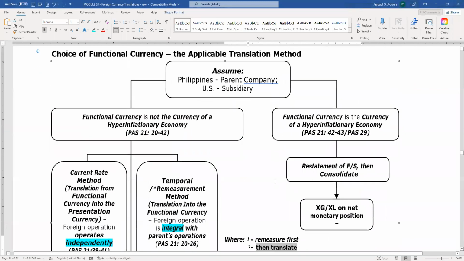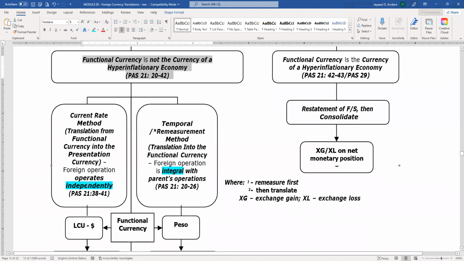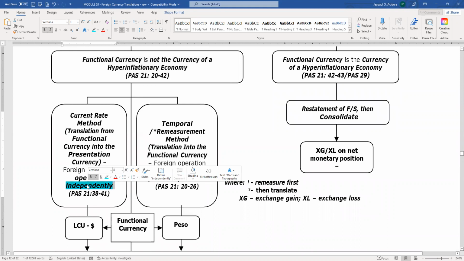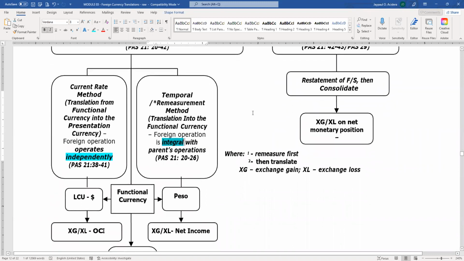Yeah, ito yung graph or yung chart na sinasabi ko. So on the right side, hyperinflationary, which we are not going to deal with in this module. Ito yung focus natin, no? Yung left side. And so nandito yung method 1, kapag independent ang foreign operations. Okay, method 2, kapag integral.